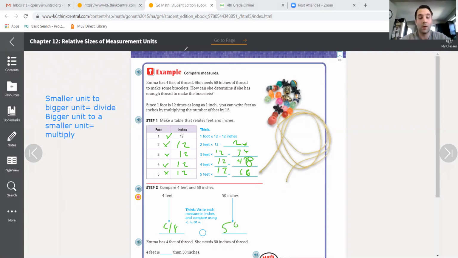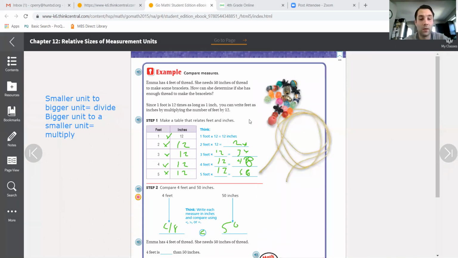Okay, so what's going to go in that little circle there? Greater than, less than, or equal to? Let's think about this. The alligator always eats the bigger number, right? So the alligator is going to eat towards the 50. He's extra hungry today.